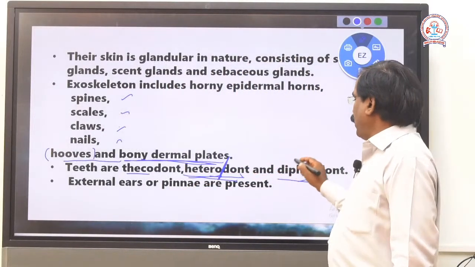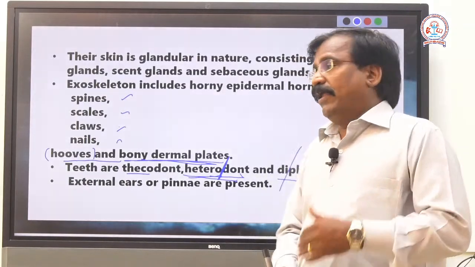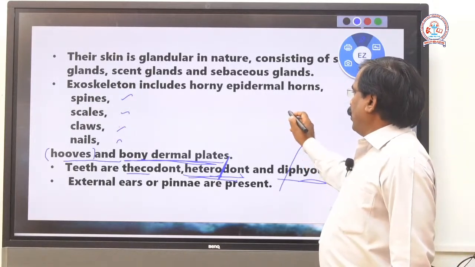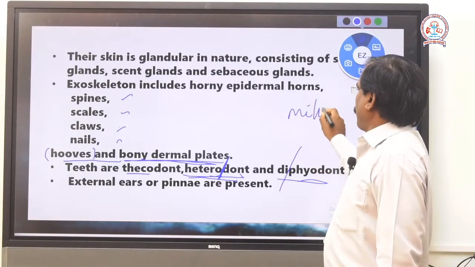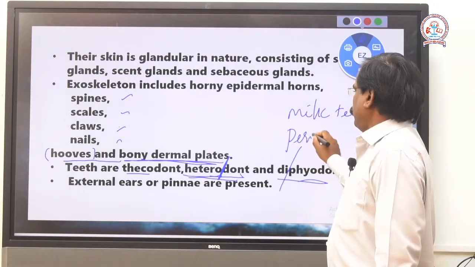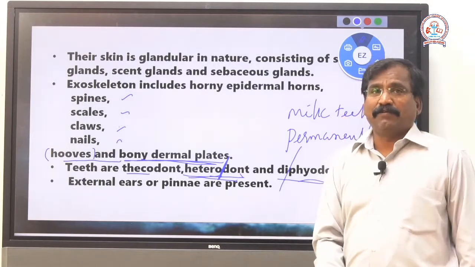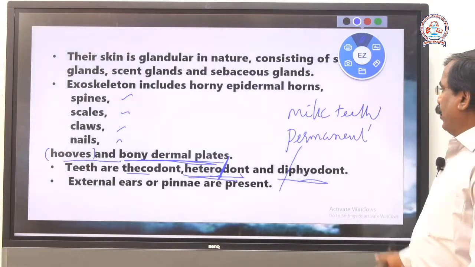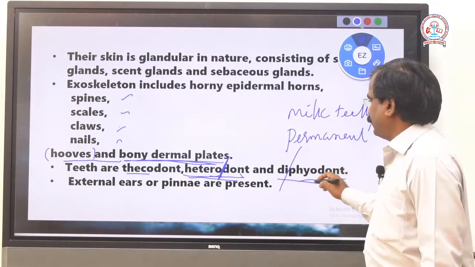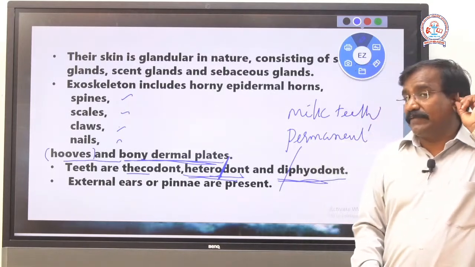And diphyodont, di means two, so in a lifetime they possess two sets of teeth: milk teeth and permanent teeth. Milk teeth and permanent teeth, that is two sets, so possessing two sets of teeth is diphyodont. And the external ear is also a distinguishing feature.